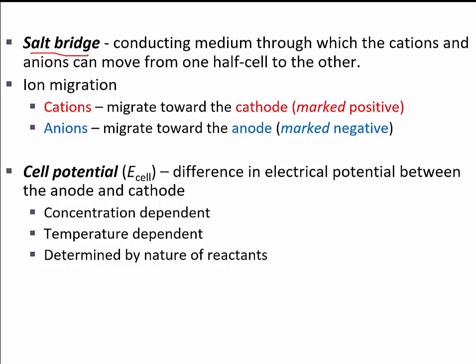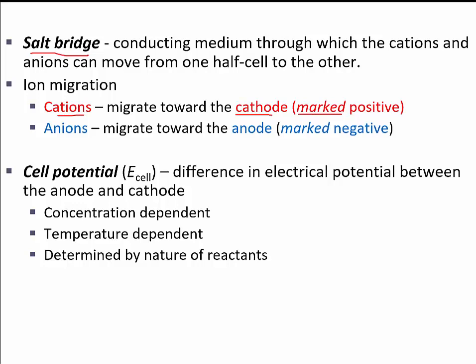For ion migration, cations are going to migrate towards the cathode, which is marked positive, right? So in order for reduction to happen at the cathode, your positive thing goes over to the cathode. Electrons are going to hop from the cathode onto whatever species is over there, which means that the cathode itself has a negative charge, right? But it is going to be marked positive.